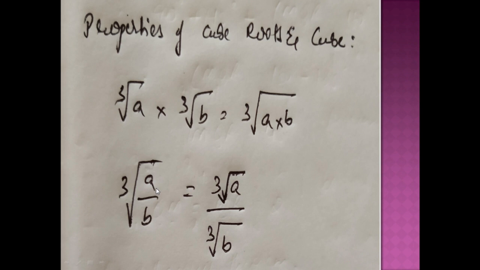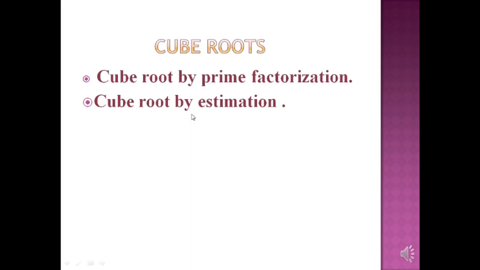And similarly, in division, here they have given together A divided by B, cube root of this number. And you can write them separately, cube root of A and cube root of B. We can find cube root by two methods. The first method is cube root by prime factorization and second method is by estimation method. Today we will do cube root by prime factorization.